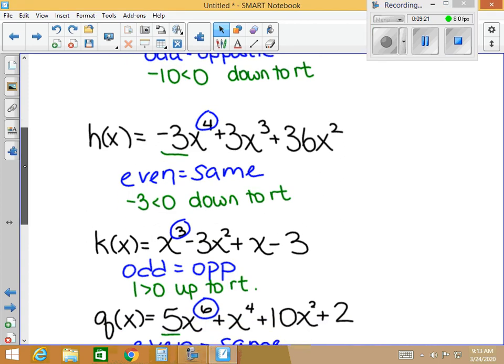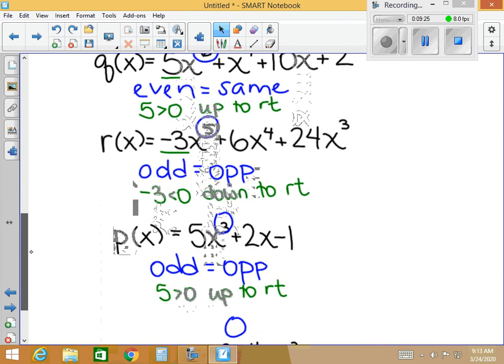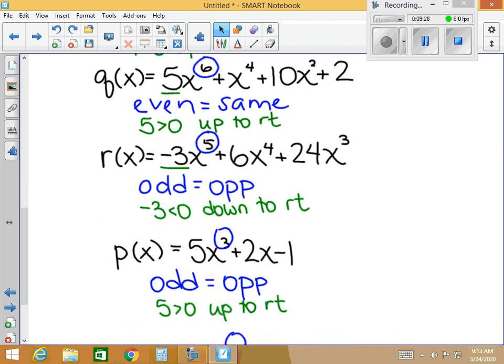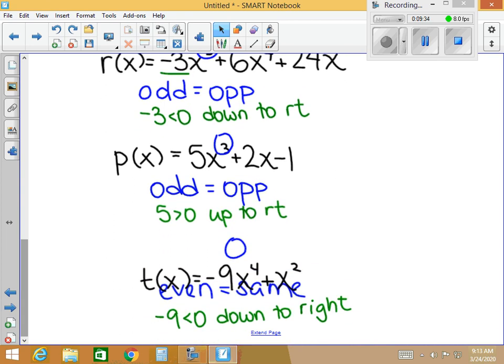So I already forgot where we left off, but as I scroll through, K I believe we did. On Q of x, we're going to go up to the right. R of x will go down to the right. P of x will go up to the right. And T of x will go down to the right.